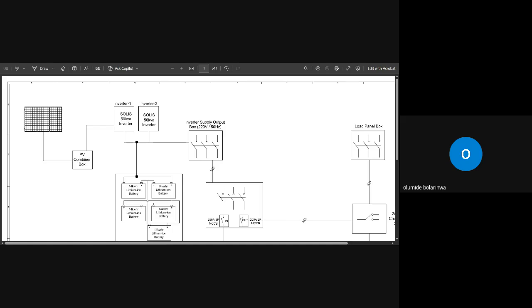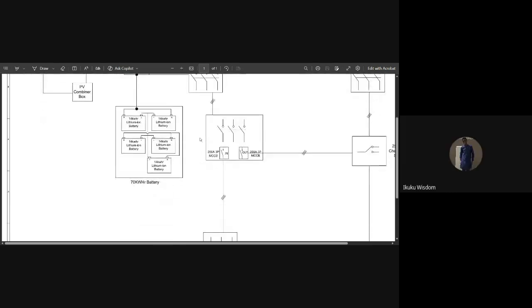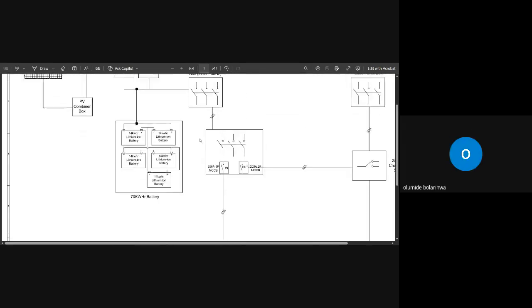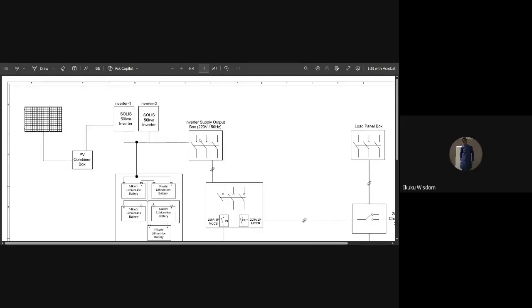I'm not talking about this. 14 kilowatts? 50 kVA? What do you say? 14 kVA? 40? 50 kVA power. I didn't understand. 50 kVA for each. 50K.